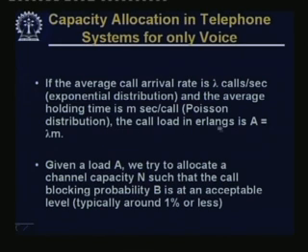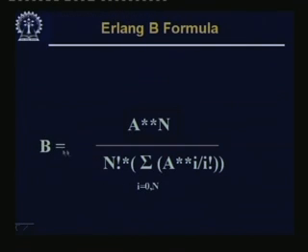The call load in Erlangs is A equal to lambda m, this is called the load, and given a load A, we try to allocate a channel capacity n such that the call blocking probability B is at an acceptable level, typically around 1% or less. This is the typical figure that we try to achieve, that even in the busy hour we get not more than 1% call blocking probability, and the formula for calculating this is: B is equal to A to the power n by n factorial, divided by the sum of A to the power i by i factorial.